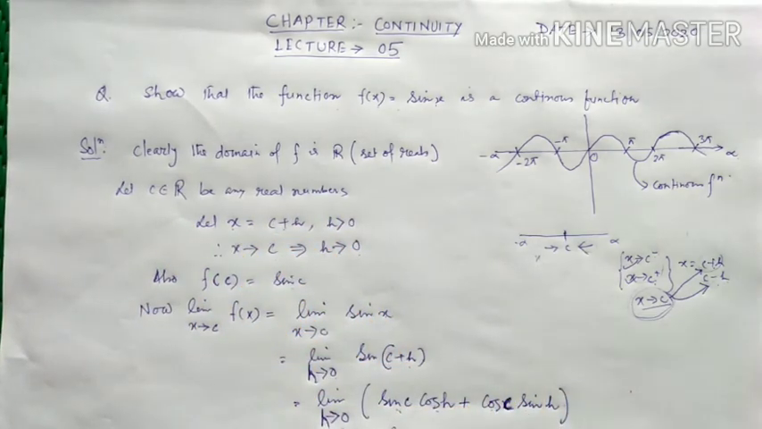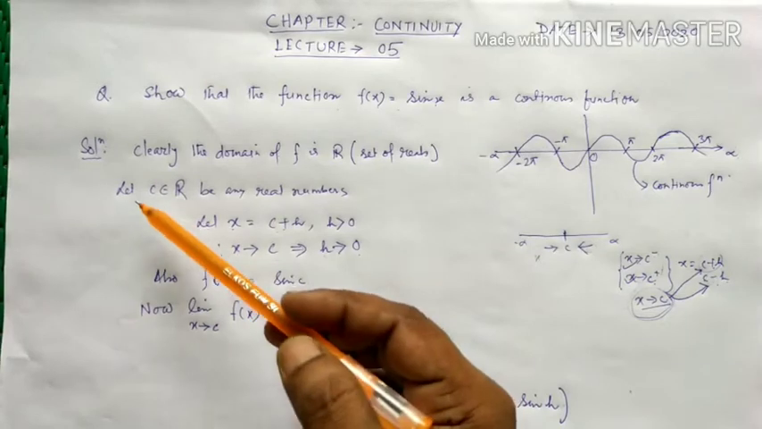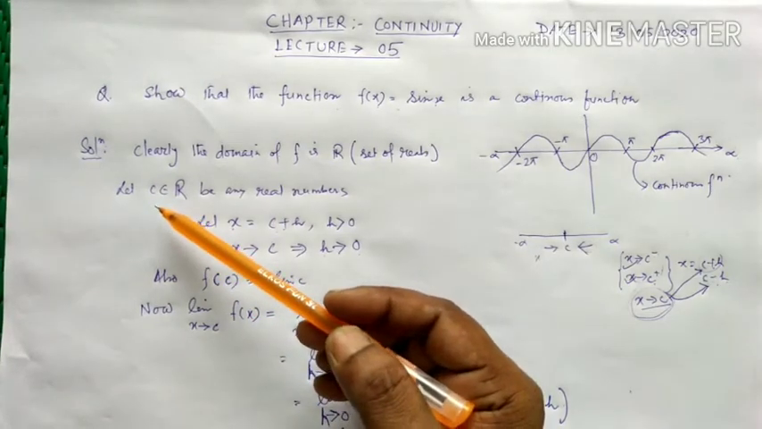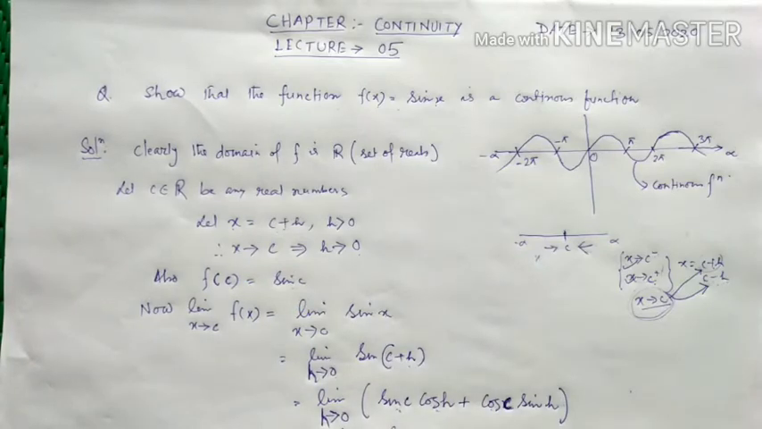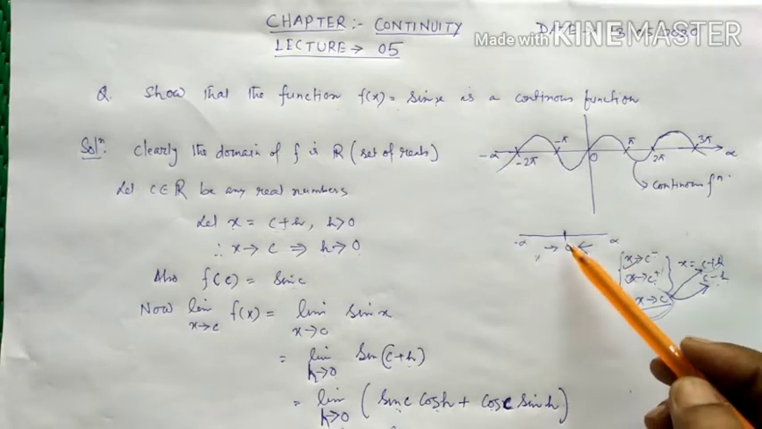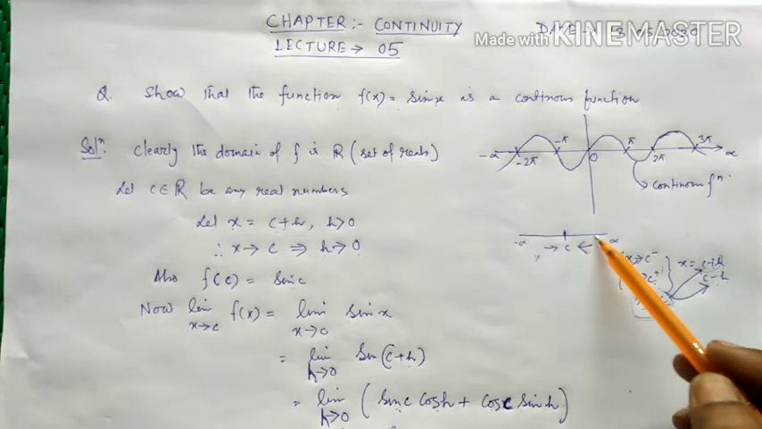and our aim is to show that the function is continuous at c, and then we conclude that it is a continuous function. We know that a function is continuous when it is continuous at every point in its domain. That is very important. Here c is a point in the domain.